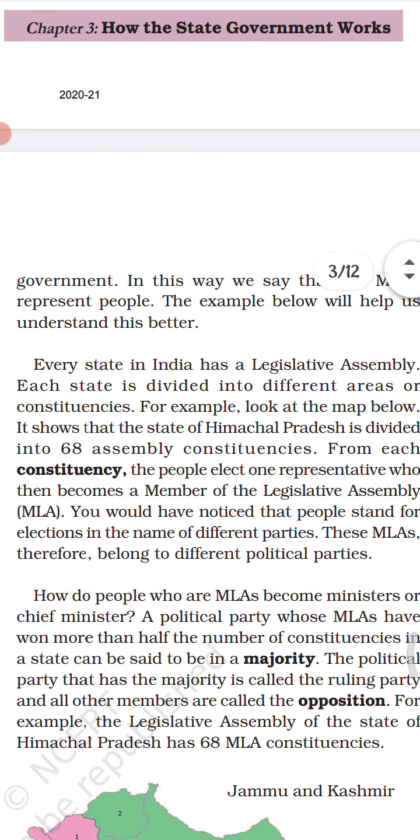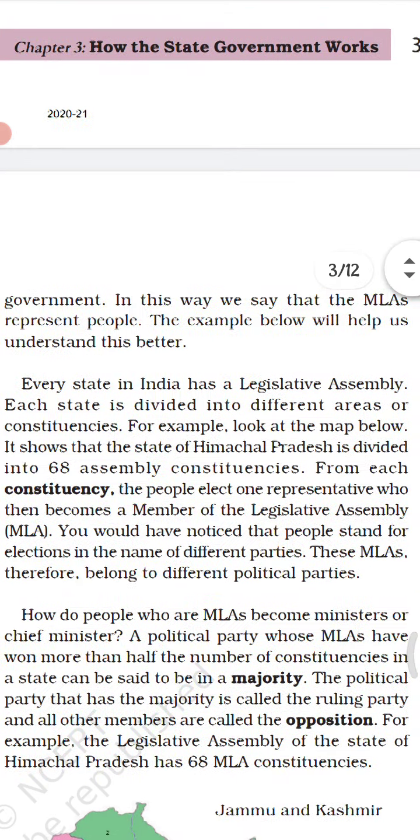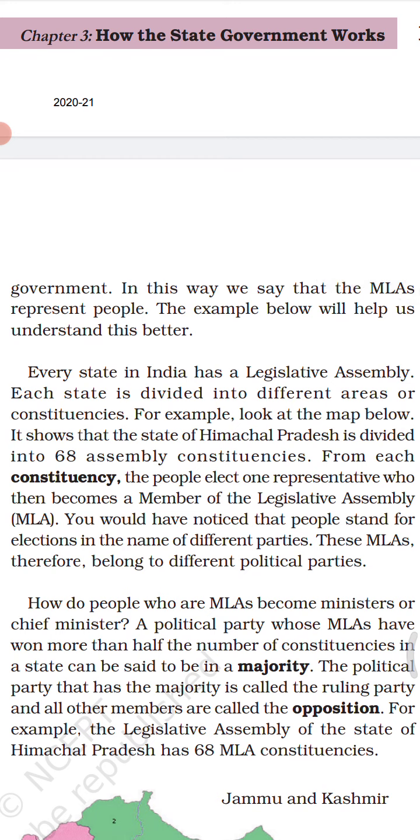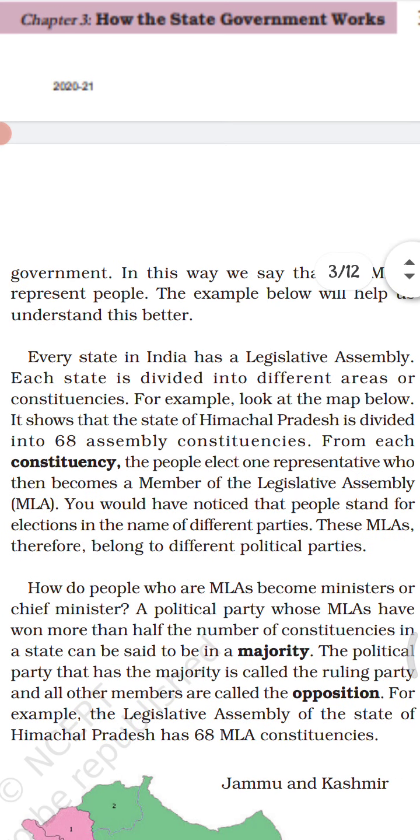So see, every state in India has a legislative assembly. Each state is divided into different areas or constituencies. For example, look at the map below. It shows that the state of Himachal Pradesh is divided into 68 assembly constituencies. From each constituency, the people elect one representative who then becomes a member of the Legislative Assembly, MLA. You would have noticed that people stand for elections in the name of different parties. These MLAs therefore belong to different political parties.